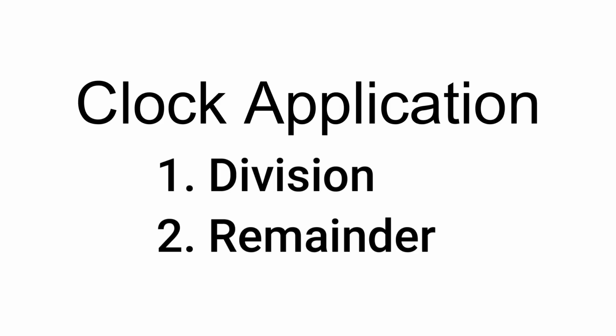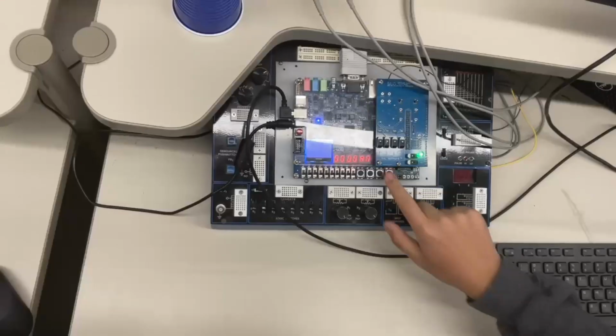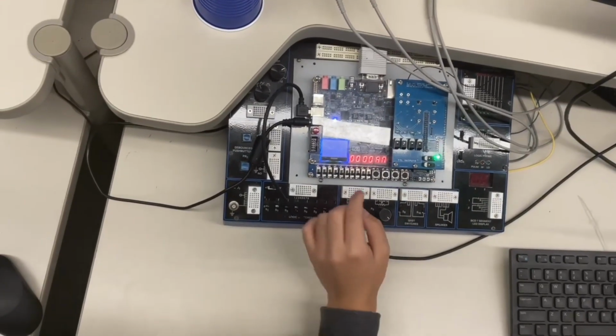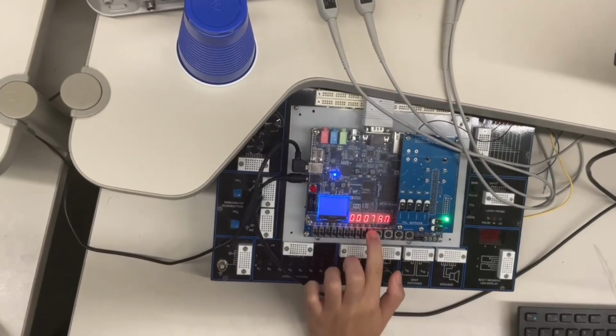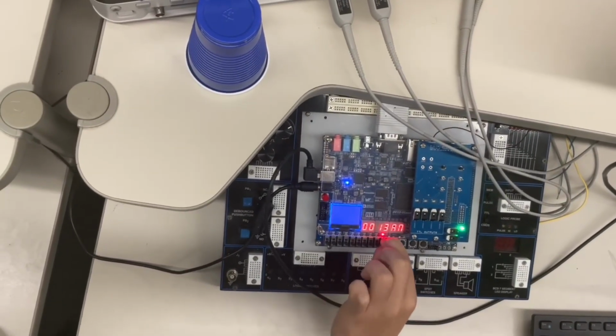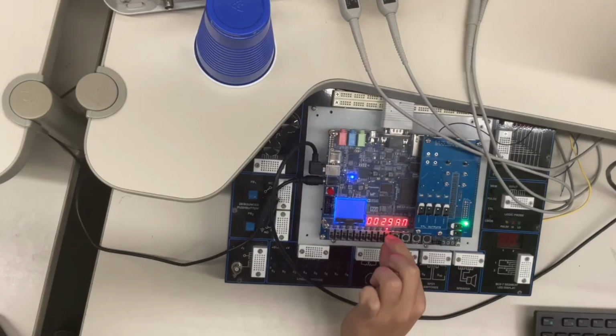This is a clock application that uses the divide and remainder functionality of our peripheral. Toggling the rightmost switch increments the minutes by 1. The application stores the minutes value, and whenever the display updates, it asks the peripheral to do two things. It uses the floor division by 10 to get the tens digit of the minutes, and it uses the remainder of 10 to get the ones digit.